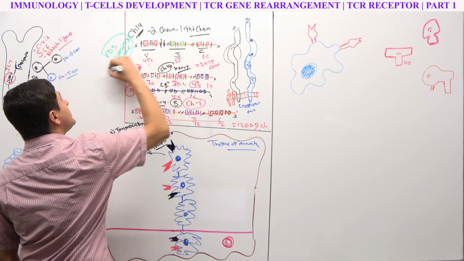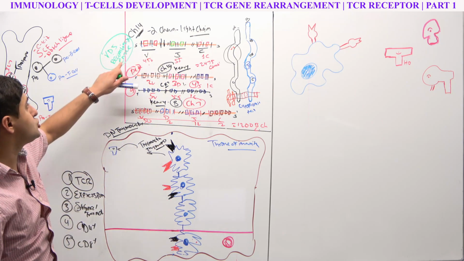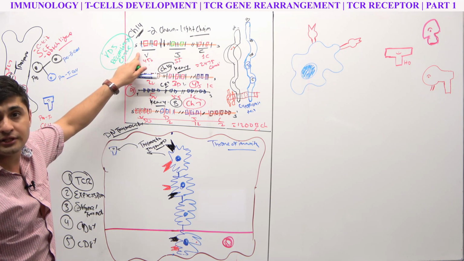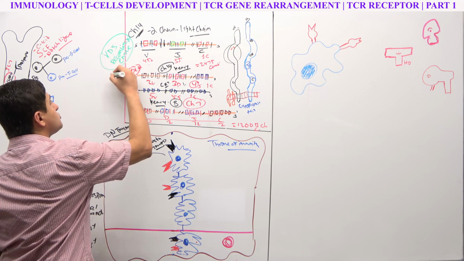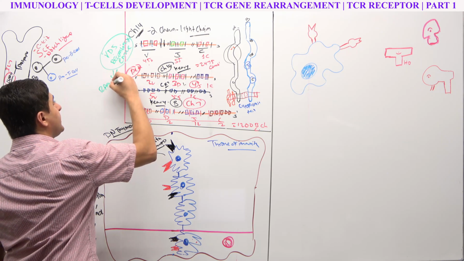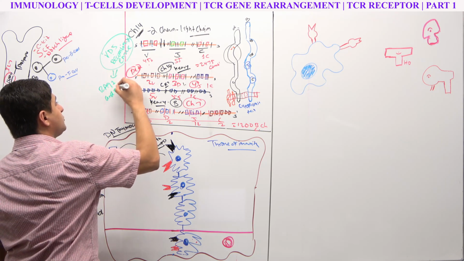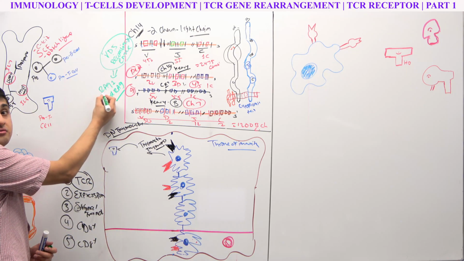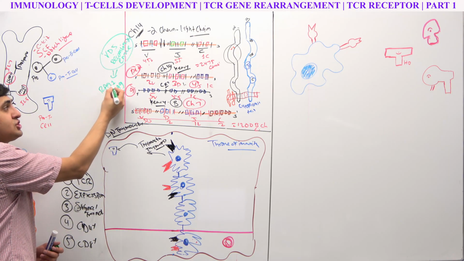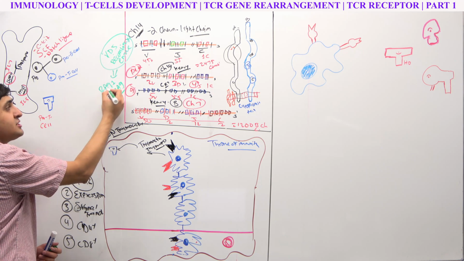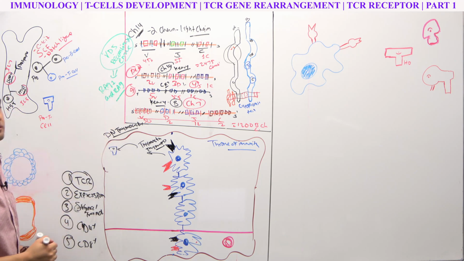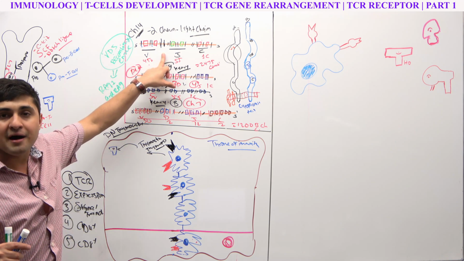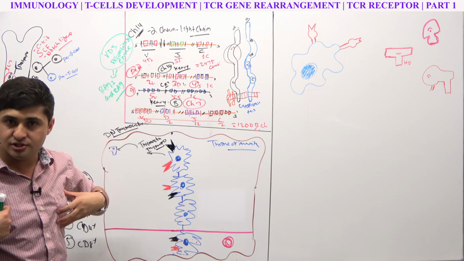VDJ, variable diversity joining recombinase enzyme. Or there's another name they give this, which is called RAG: RAG1 and RAG2. What does this mean? RAG refers to rearrangement activating gene, or recombination activating gene, because they are basically combining, making a change, and activating the genes, all right?